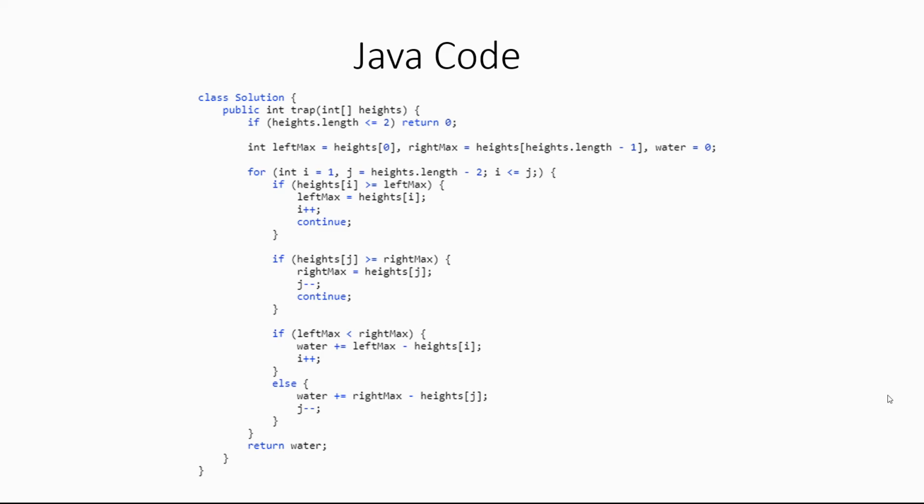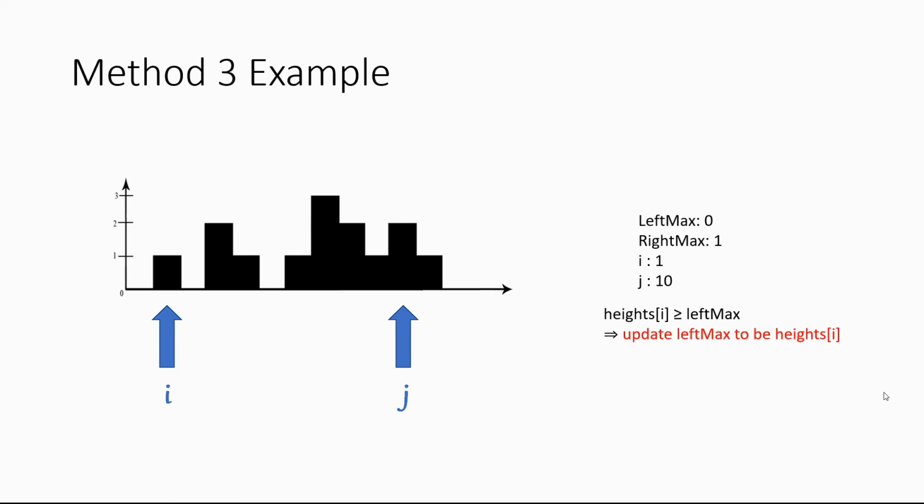Once again, let's go through an example on how this is done. We initialize left max to be the leftmost position, which in this case is 0, and right max is the rightmost value, which is 1. I and j start from 1 after and 1 before those positions. For this iteration, the first condition is met, so we just have to update left max to height at I and then increment I.